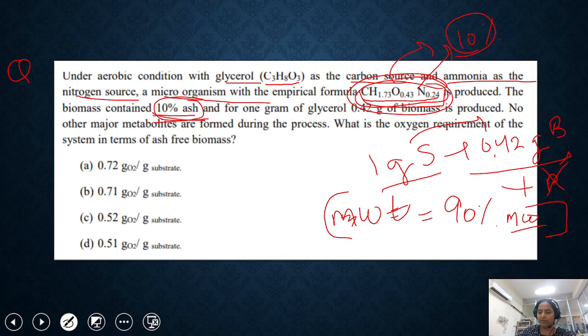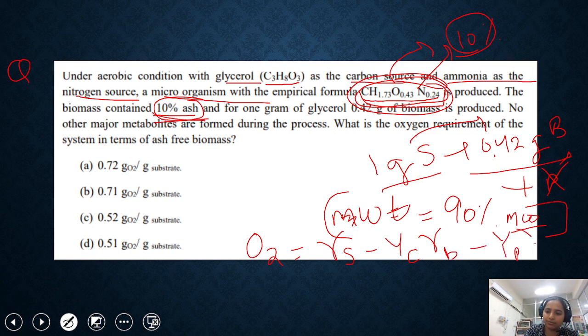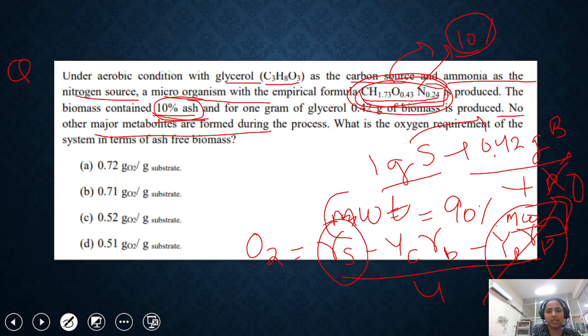So what you have to do, you can directly use the oxygen requirement formula that we discussed in the previous question, that is gamma of S minus YC into gamma of B, biomass, minus the product term, but this term is 0 because no other major metabolite is producing here. Then you have to find gamma of substrate. So what is the substrate here? It is glycerol. So first you have to find the degree of reduction for this glycerol.